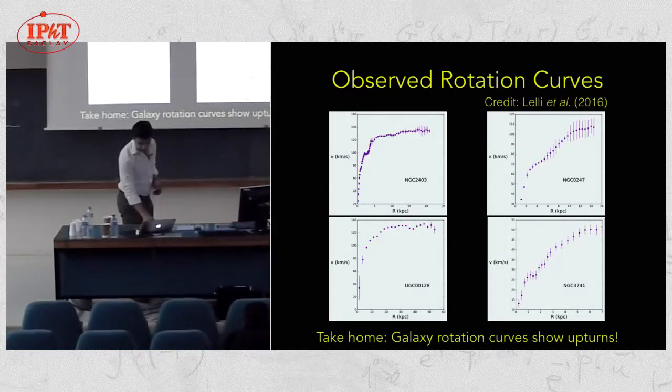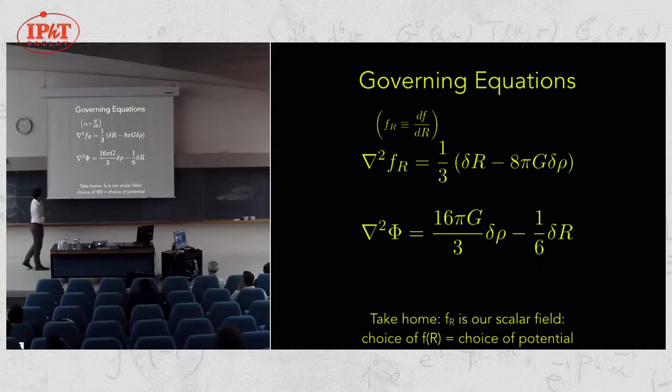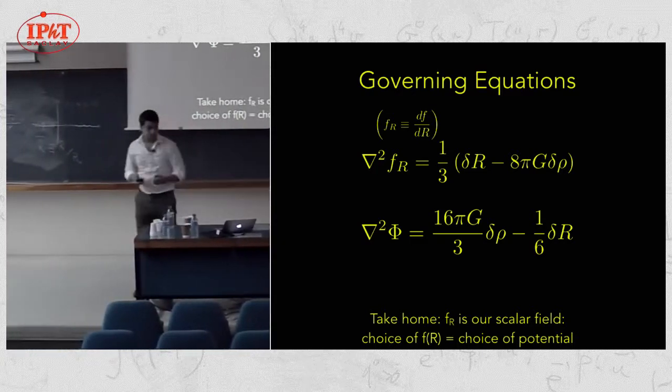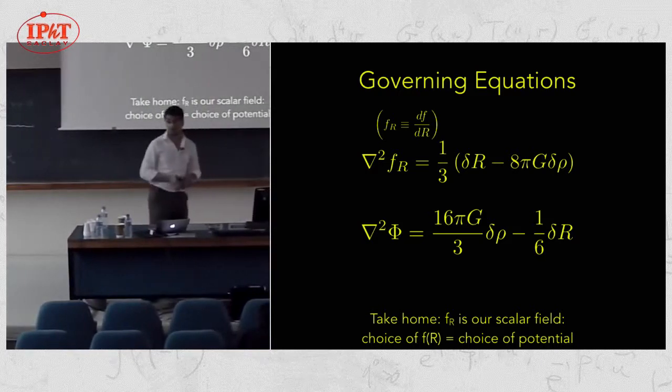Before I get on to showing you the simulations, I'll briefly go over some of the most relevant theory. As Hans pointed out in his talk, the governing equations in modified gravity n-body simulations are this modified Poisson equation and also a field equation for a scalar field. In this case, our scalar field is this quantity f_R, which is the derivative of our function f(R). In practice, choosing a function f(R) is tantamount to choosing an effective potential for your scalar field. And so the game is to choose a function f(R) such that you have the chameleon screening mechanism.